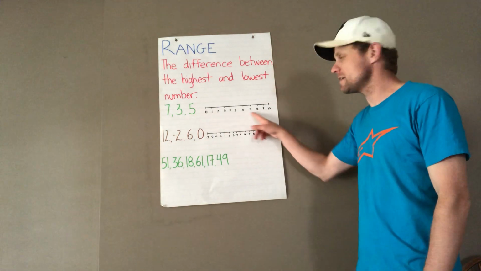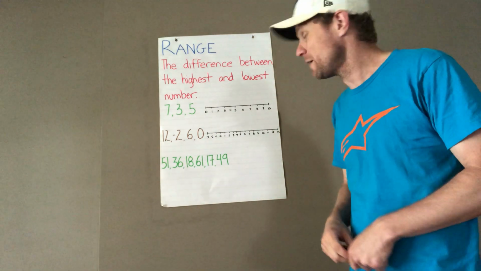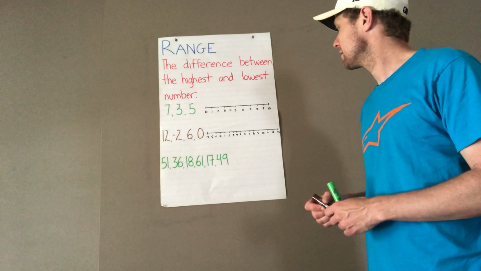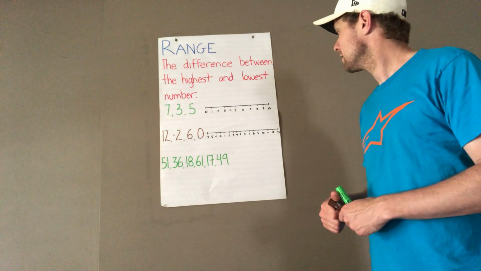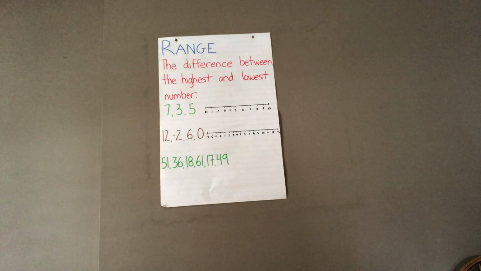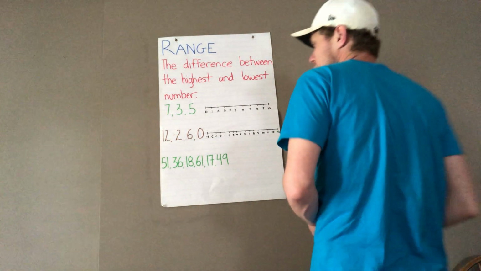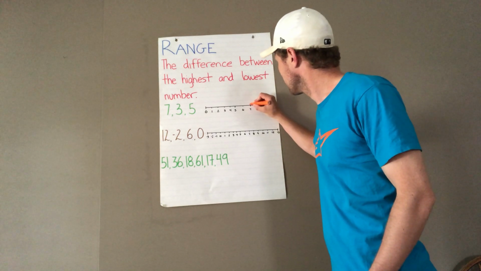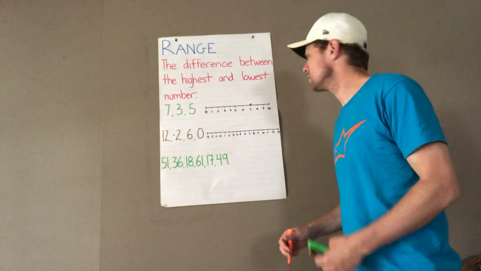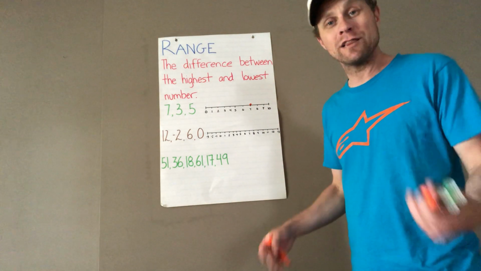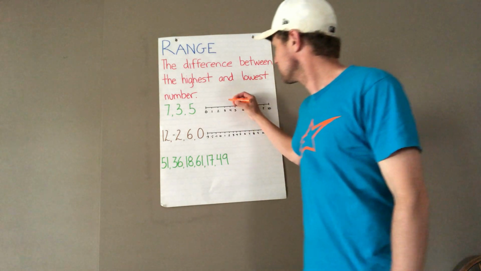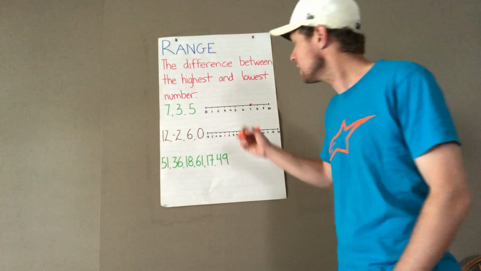So I've got this nice number line here that's going to be super helpful in finding the range. And I'm going to locate the 7 on my number line. I'm actually going to get a brighter colored marker. So 7 I'm going to find on my number line. I'm going to put a little dot there. Can you see it? Hope so. And then where my lowest number is on the number line, I'm going to put a dot equally in size to it. And that is 3.